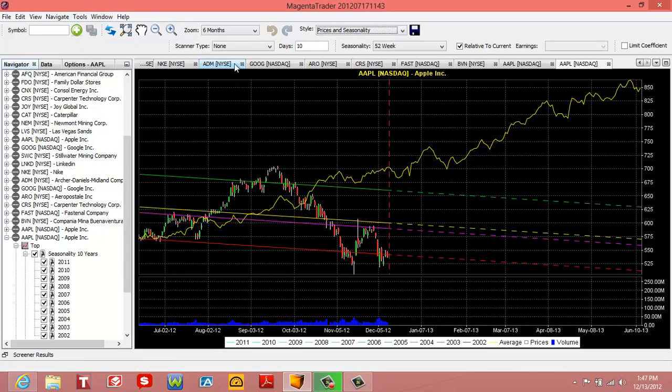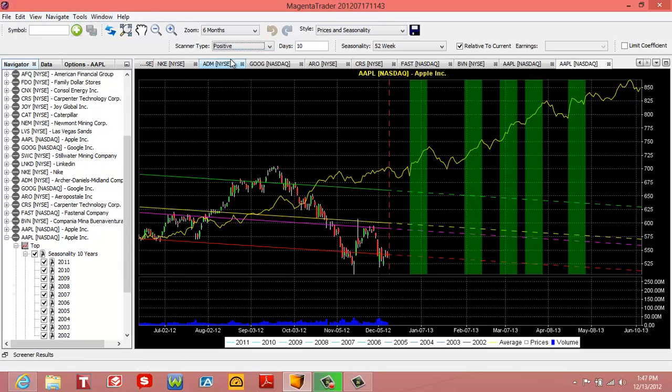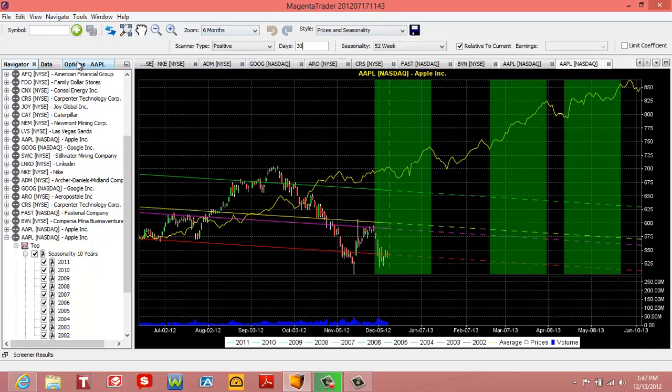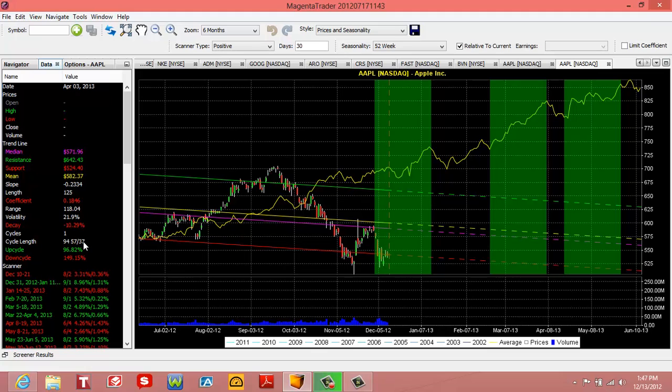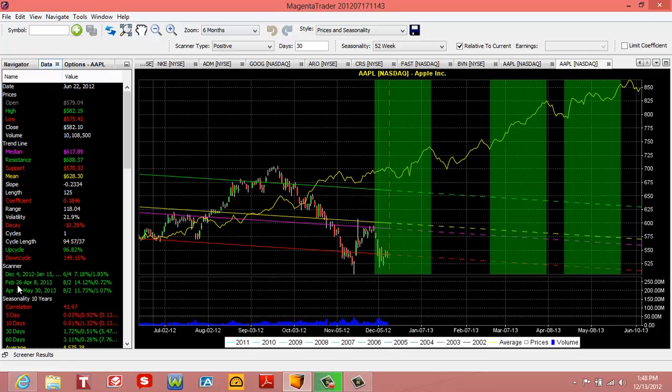Now I want to see, for example, what are the strongest 30 days that Apple tends to go up. Now let's let it calculate. And you can see how it's going to show me 3 time frames when Apple tends to go up. Now we can see from December 4 to January 15, it's gone up 6 out of the last 10 years. So that means it's 60%. But it only goes up 7%.